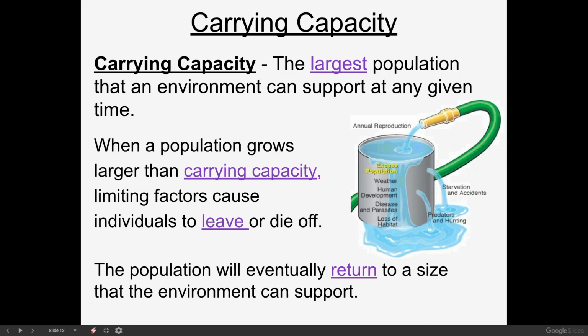If you were looking at something, let's say a giraffe population in a savanna, and you had 10 extra giraffes that could live in an ecosystem, those 10 giraffes might die, or they might move to a different region. So in some cases, if you exceed the carrying capacity, the extra organisms might leave, and in some cases they die off. And we say that the population eventually returns to the carrying capacity.